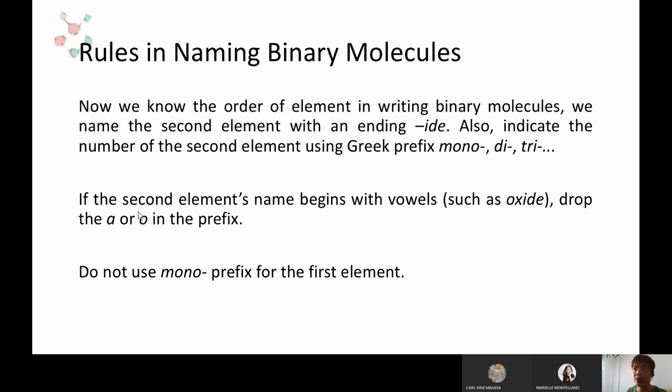What else? If the second element's name begins with a vowel, for example oxygen, you drop the A or O in the prefix. You will see that later. What else? Do not use the mono prefix for the first element. Only di, tri, tetra, and so on and so forth.